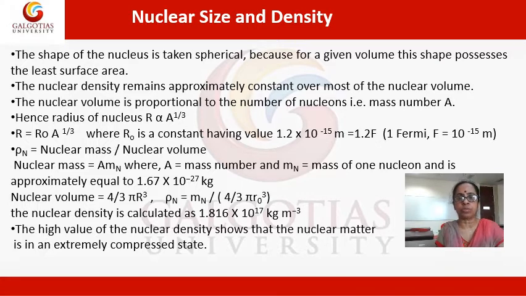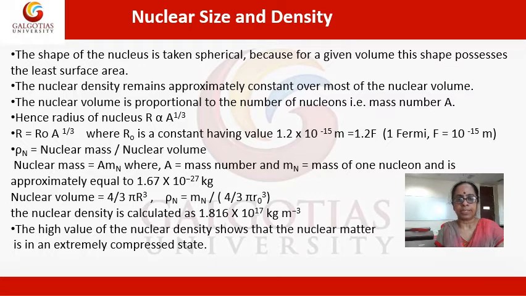As you know that density is equal to mass per unit volume. So we have to calculate mass and then volume, and then we have to divide it. So mass equal to A mn, A is mass number, mn is mass of one nucleon. Approximately it is equal to 1.67 multiplied by 10 to the power minus 27 kg. Nuclear volume, it will be 4/3 pi r cube as it is a spherical shape. So rho n, nuclear density, we can calculate it and we will get it almost 1.816 multiplied by 10 to the power 17 kilogram per meter cube.